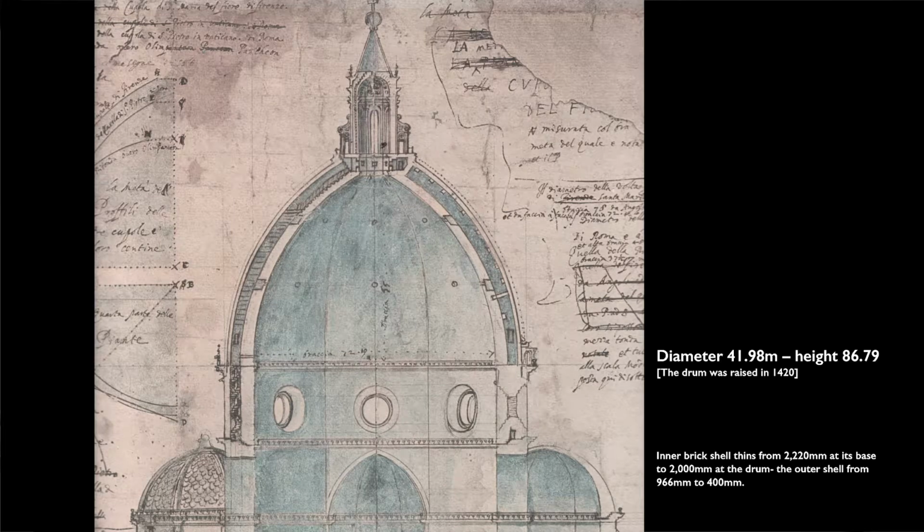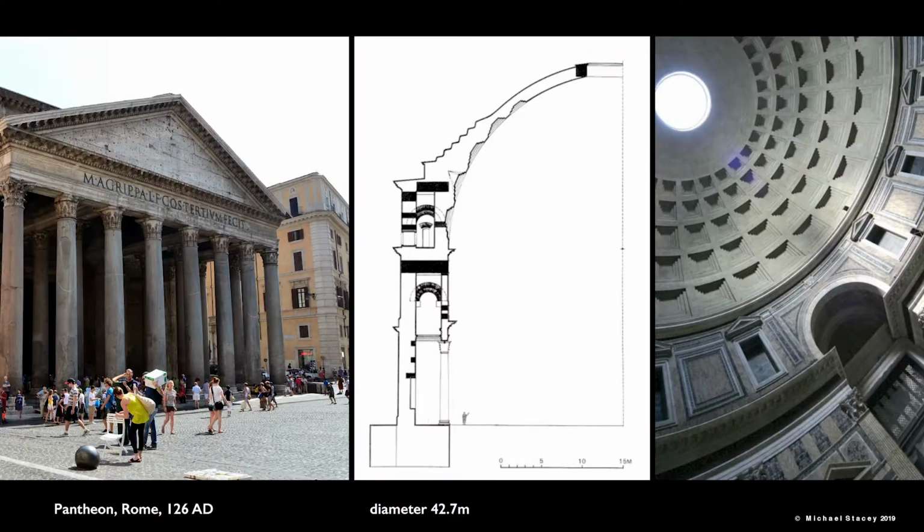Now, the diameter of this dome, set in the 14th century, is 41.98 meters. Still impressive today, but it was a modest proposal because it's slightly smaller than the Pantheon in Rome from 1206 AD. Not bigger, slightly smaller. This project should be doable.